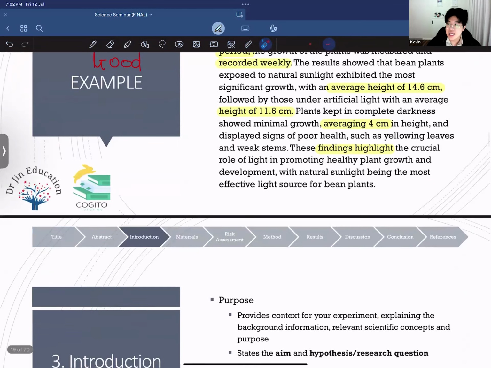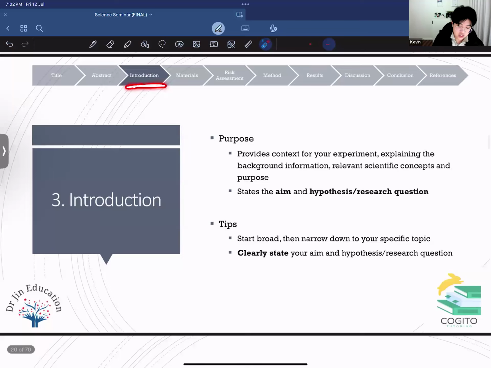Okay, so after the abstract, we have the introduction. What's the purpose? It provides context for your experiment. Why are you doing this experiment? Why is it important? It explains background information and relevant scientific concepts.